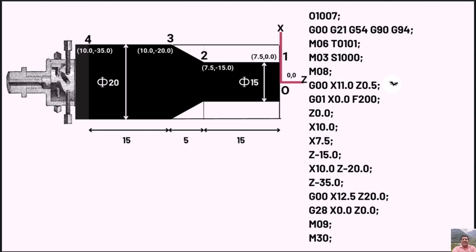The next line is G00 X11.0 Z0.5. Here 11.0 coordinate of x-axis is defined and not 10.0 because we don't want our tool dashing directly into workpiece. Same thing goes for z-axis coordinates as well.